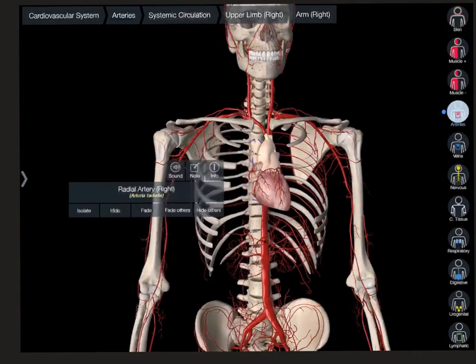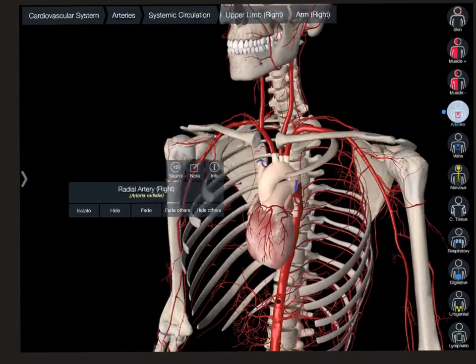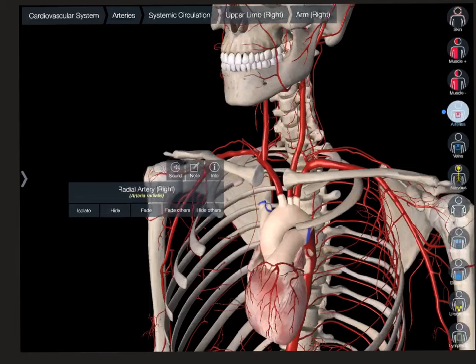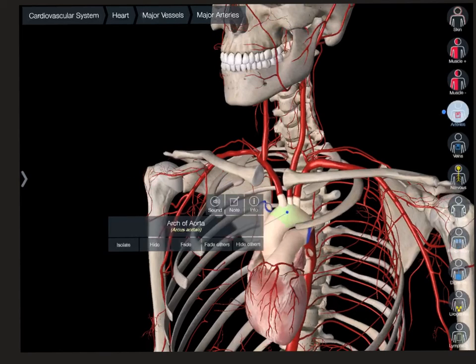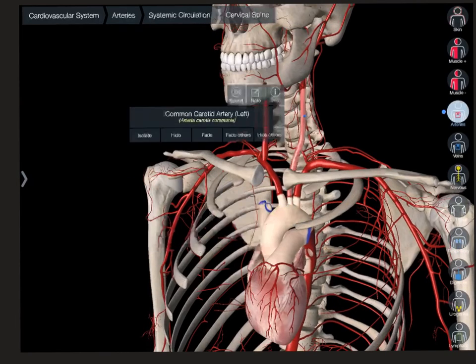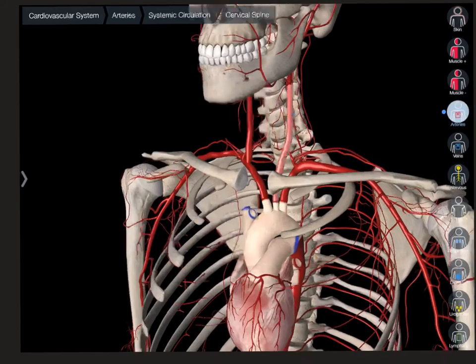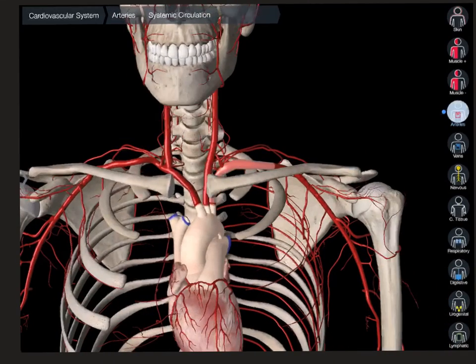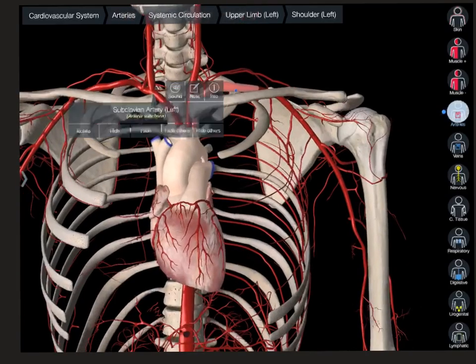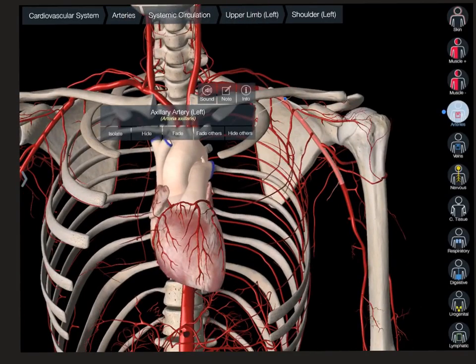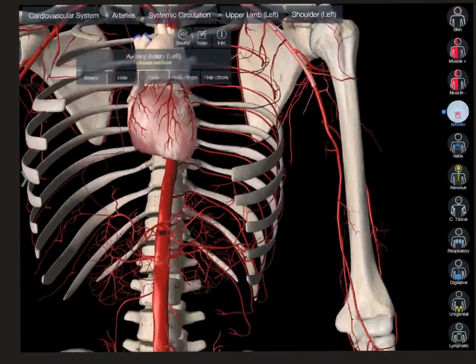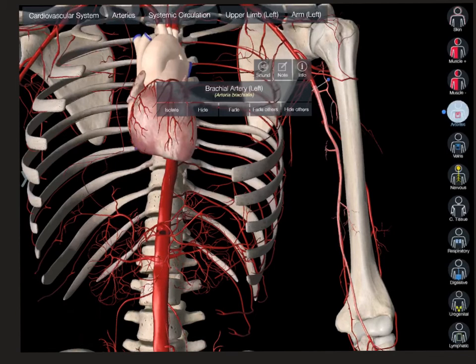Now, as we go to the left side, you can see the branches are just a little different. Right away from the aortic arch on the left side, we have our left common carotid artery, and then it branches off the aortic arch again into that left subclavian artery, into the armpit area, the axillary artery, and then down the arm, the brachial artery, and it's the same as the right side there.